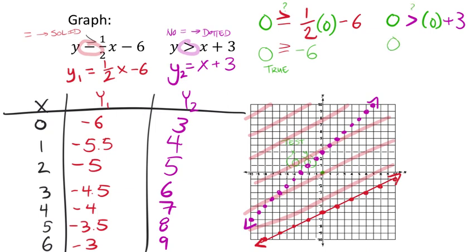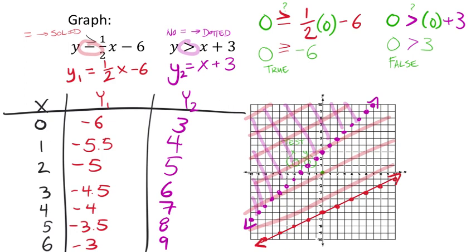So this would be 0 is greater than, that's 0 plus 3, which is 3. Is 0 greater than 3? It is not. This one is false. Since it is false, and on the purple line, the ordered pair from the origin is false, meaning I need to shade the other side of that line. So my purple line, I'll try to shade a little different. It's going to be this area right here.